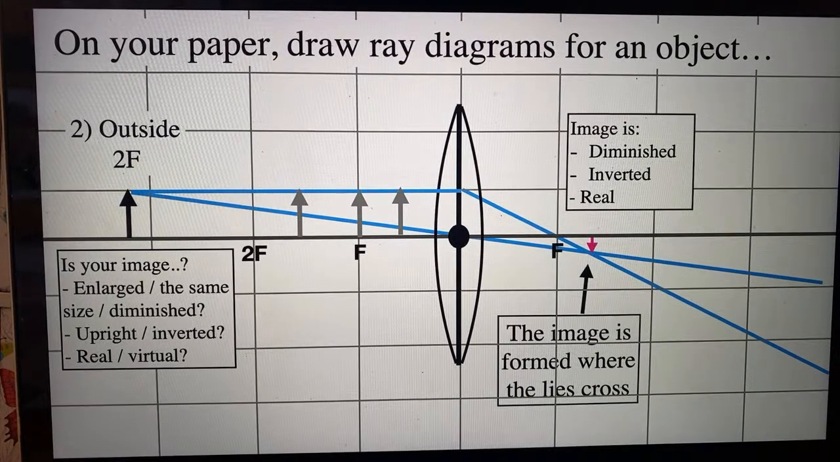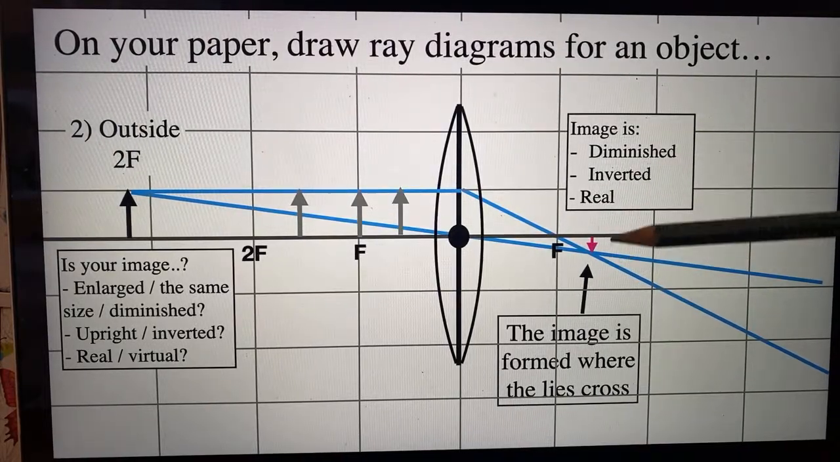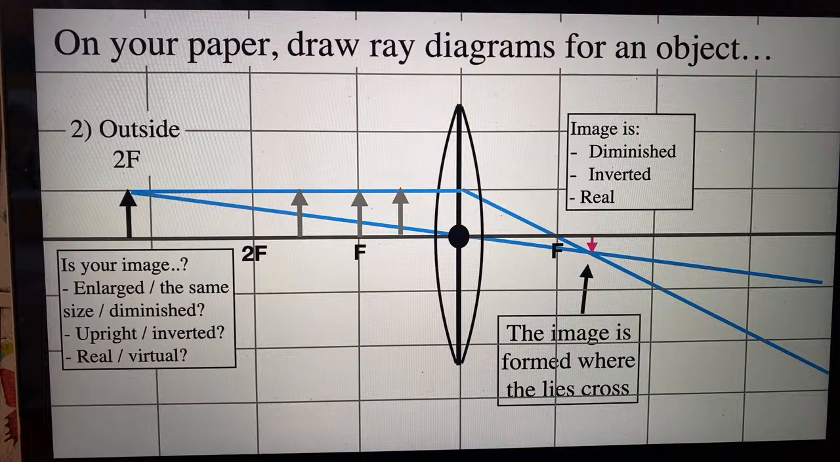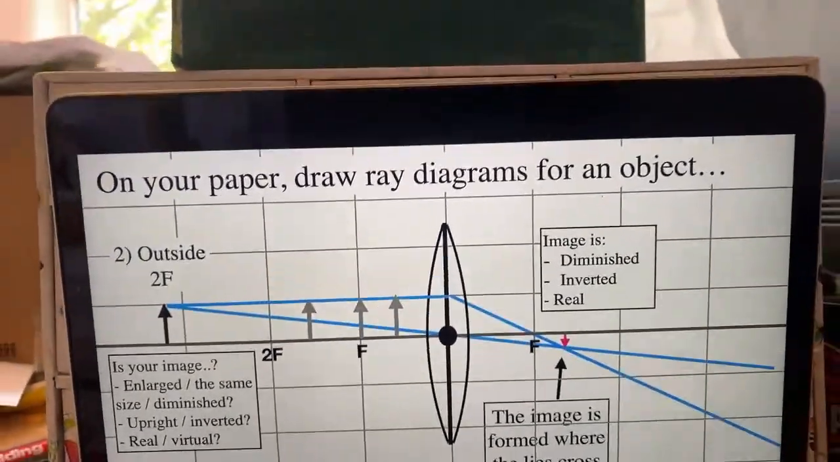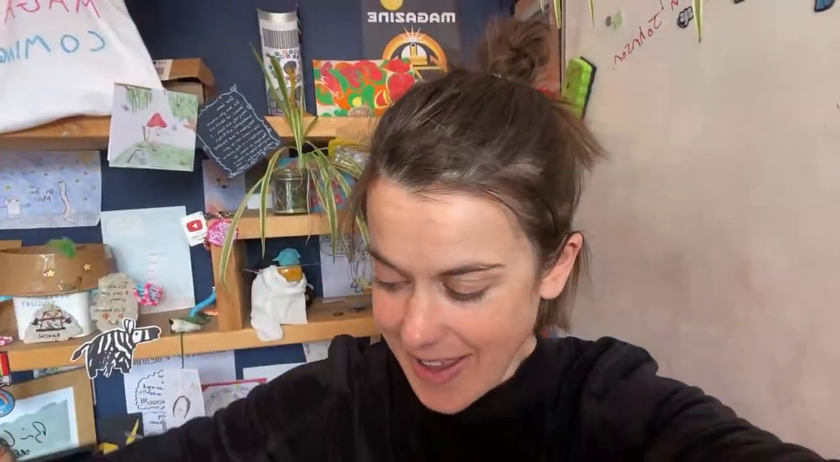We have an image which is diminished. It's much smaller than the object. It's inverted, it's upside down, it's real, it can be projected onto a screen. Why would that be useful? Come on, why? It's happening right now. It's happening to the vast majority of us right now. Any ideas? Yeah? It's your eye. Your eye, yes.